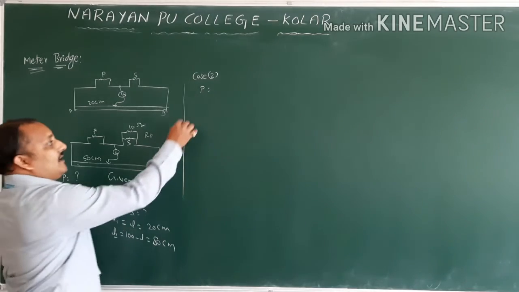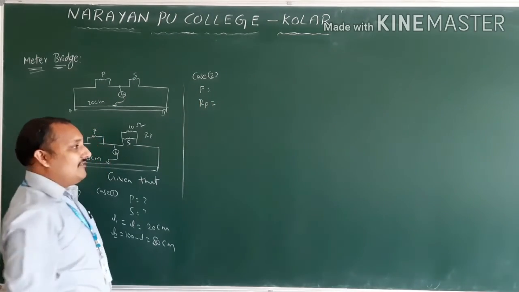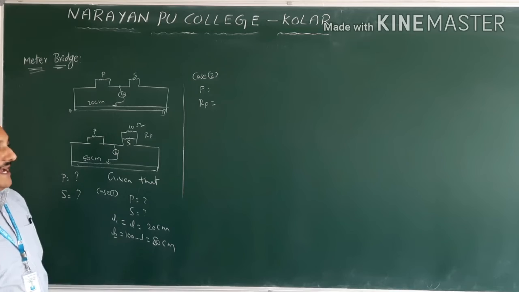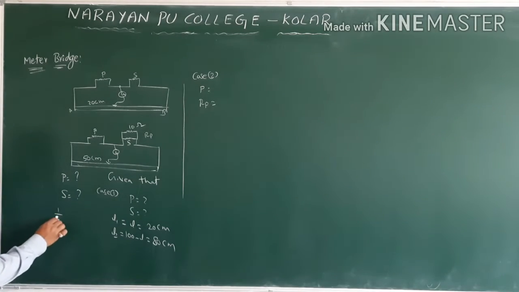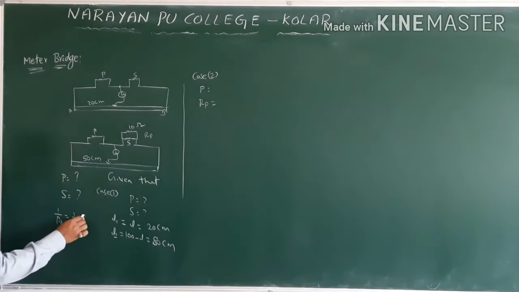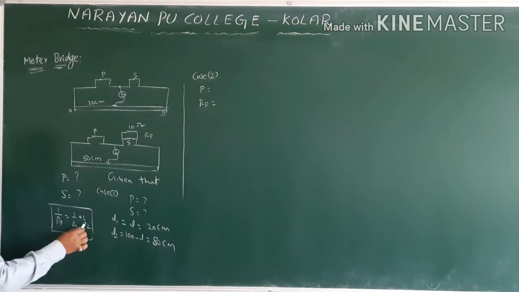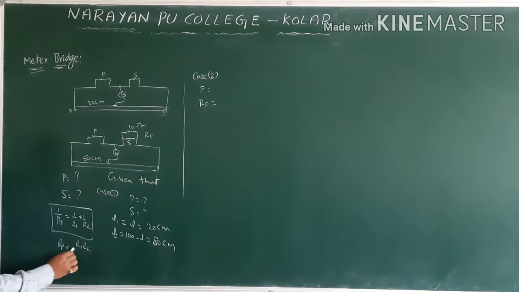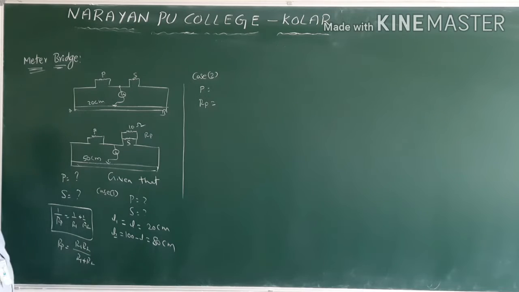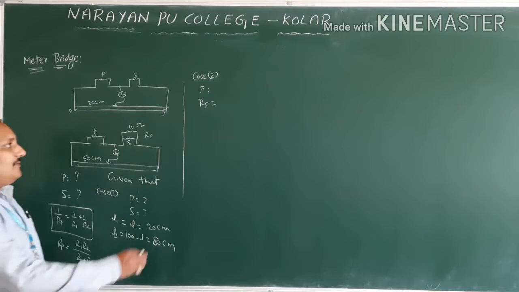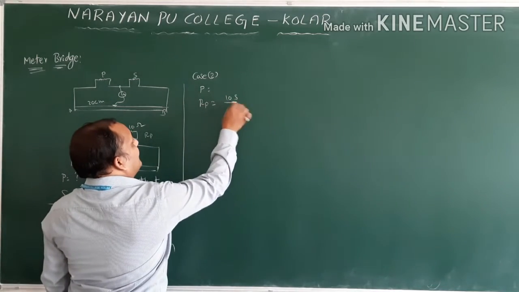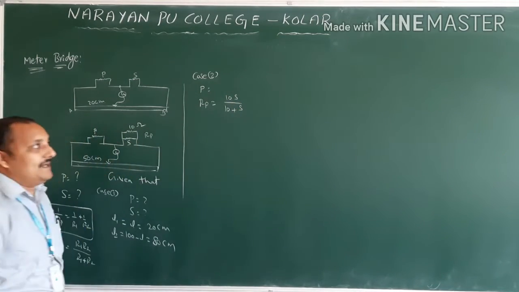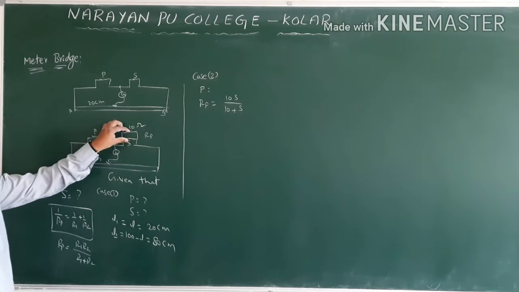What is Rp here? Do you remember the formula? When two resistors are connected in parallel, what is the formula? 1 by Rp is equal to 1 by R1 plus 1 by R2. Did you remember this formula? According to this formula you will get Rp is equal to R1 R2 by R1 plus R2. Here R1 is 10 ohm, R2 is S. Therefore we get 10 into S by 10 plus S. This is the right gap resistance.